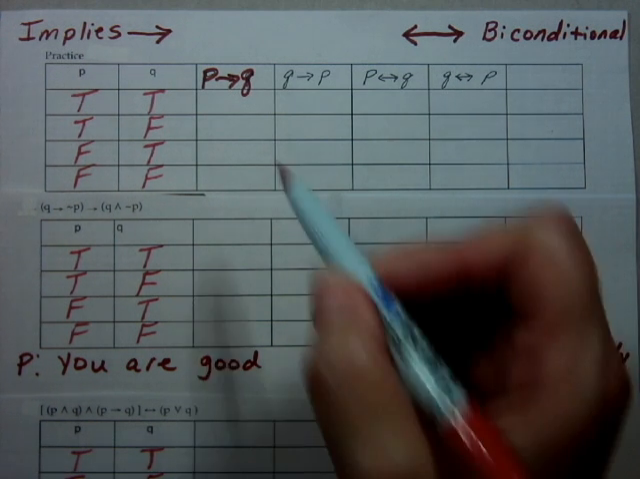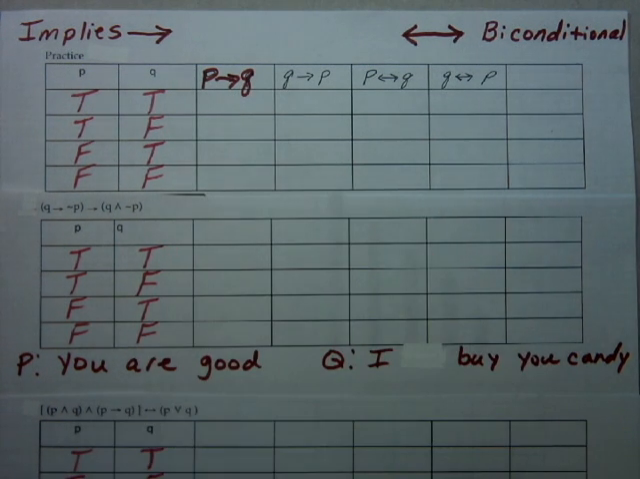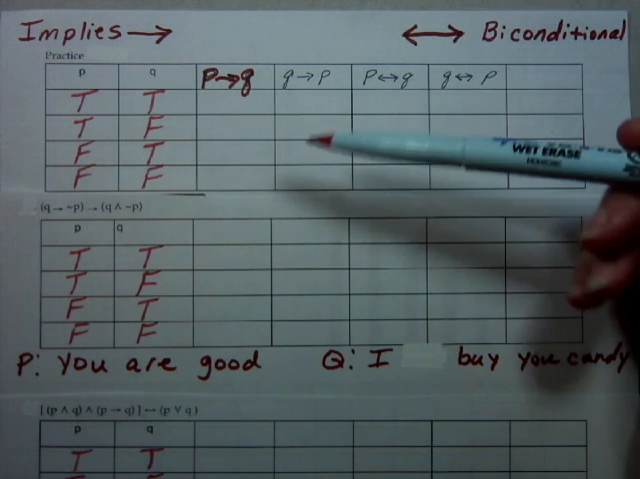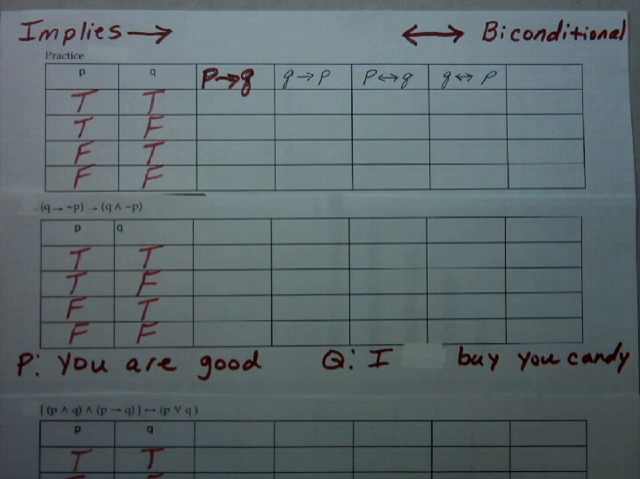Let's see. So P implies Q means if you are good, then I will buy you candy. Now when you're filling out this truth table, think of whatever happens, is it the truth or a lie? If it's the truth, it's true. And if you're lying, it would be false.